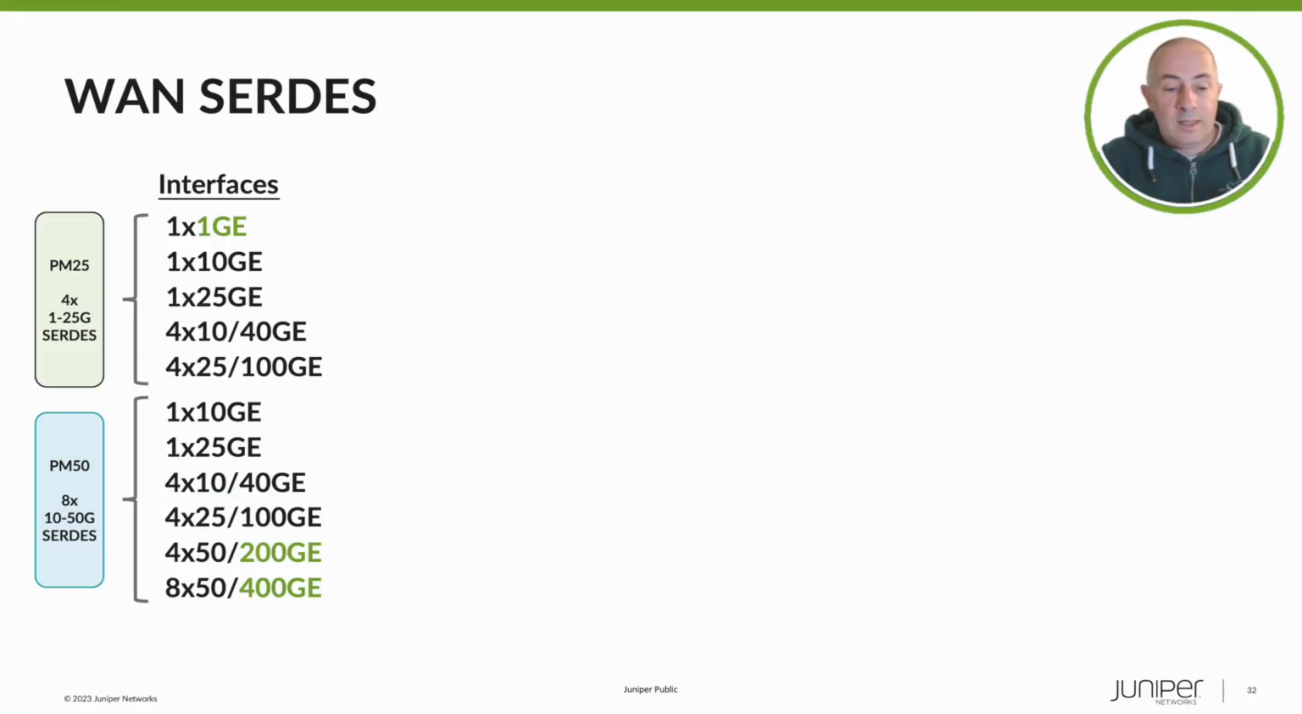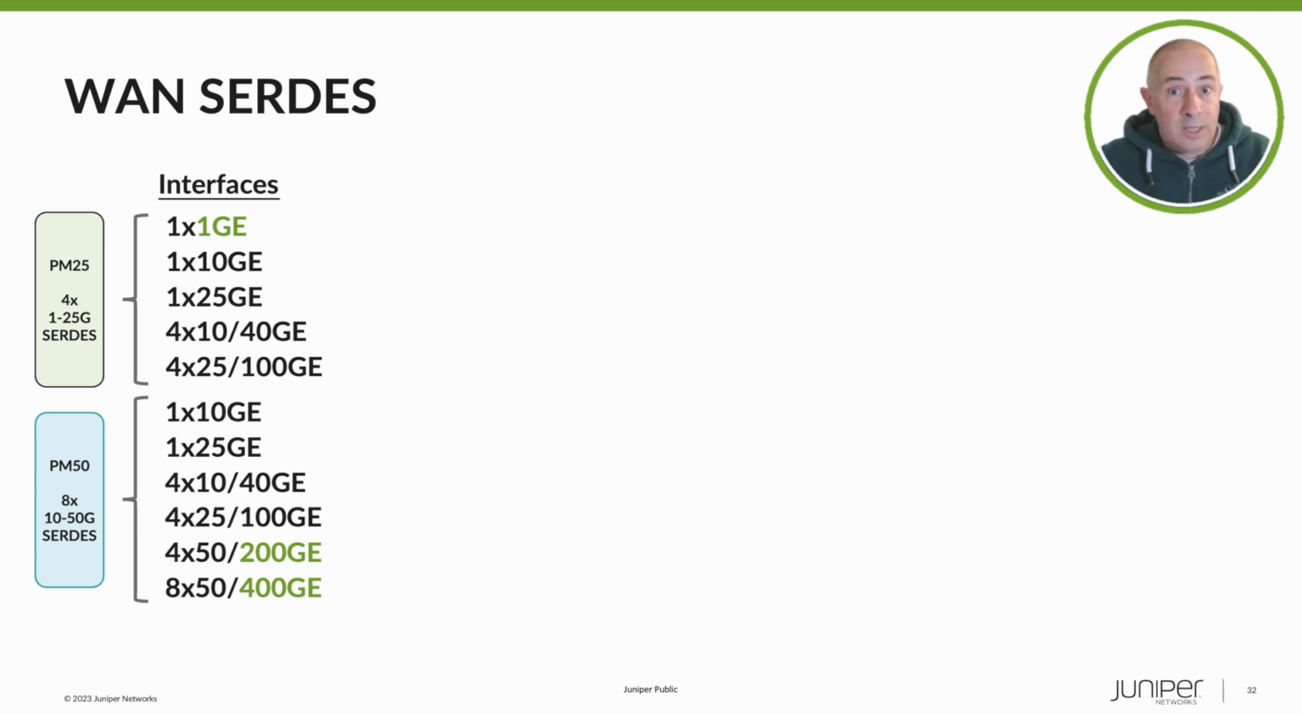The SerDes offered by Broadcom are called PM25, port macro 25, and PM50. The PM25 can give you 4 SerDes that you can operate from 1 to 25 gigabit per second. So you can use it for 1, 10, 25 gigabit Ethernet with 1 SerDes, up to 100 gigabit Ethernet with 4 SerDes at 25 gig. The PM50 is offering 8 SerDes that you can operate from 10 up to 50, 53.